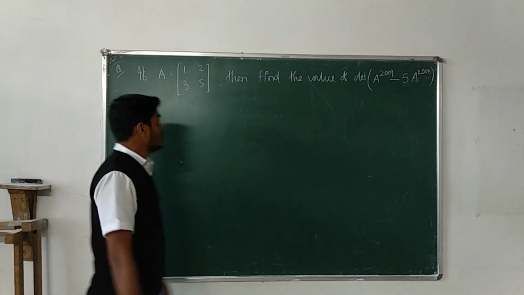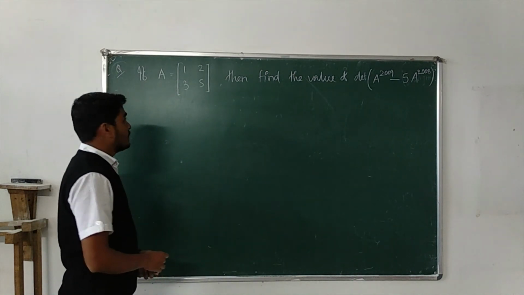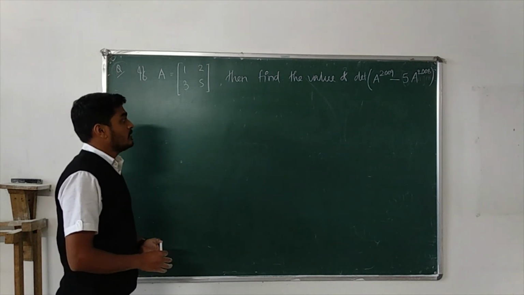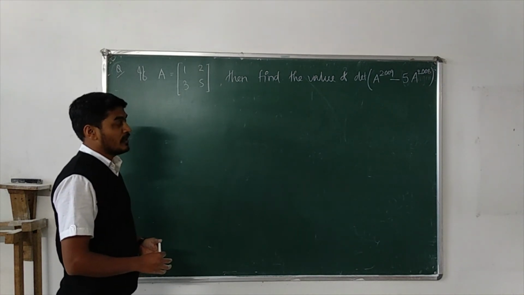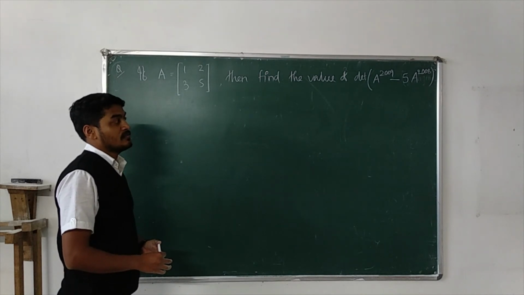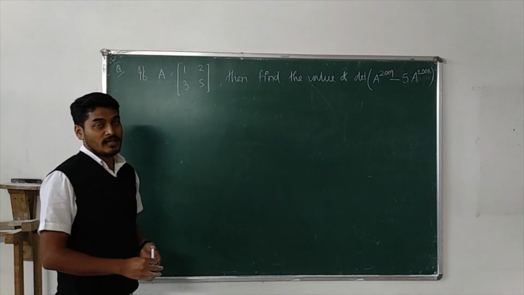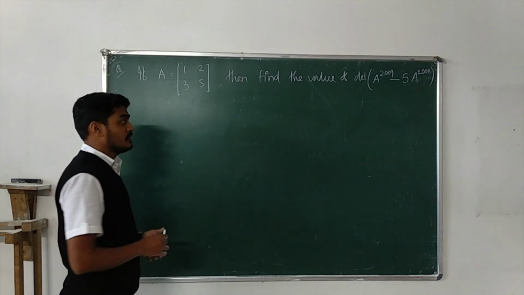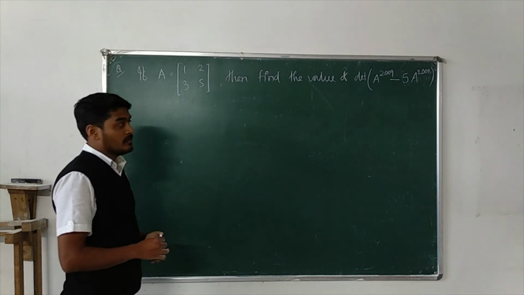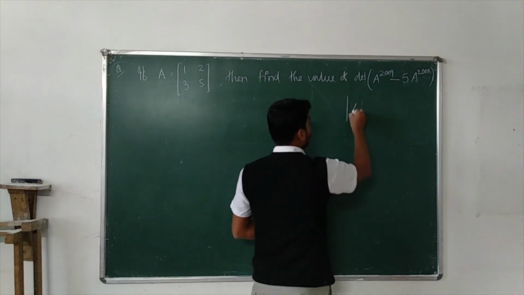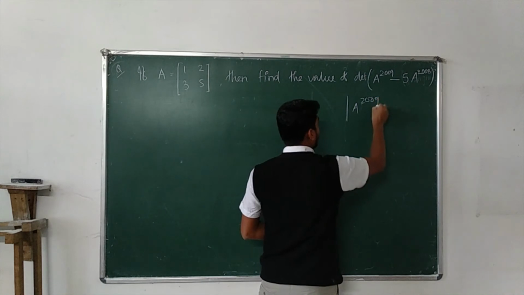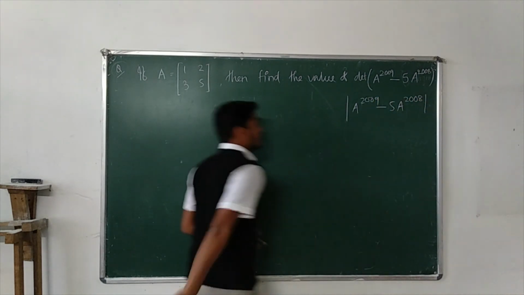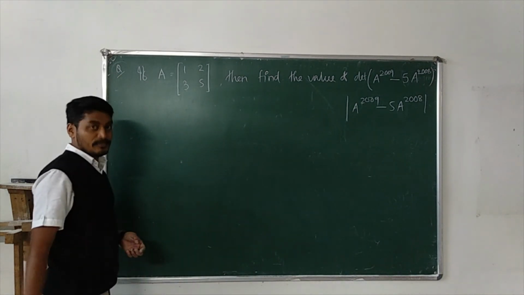Let's start another question. If A is a 2 by 2 square matrix with elements 1, 2, 3, 5, then you have to find the value of the determinant of A to the power 2009 minus 5 into A to the power 2008. We have to find the value of this expression. But only a matrix is given, so how can you find the value? The expression is the determinant of A to the power 2009 minus 5 of A to the power 2008. Then we will try to simplify first.